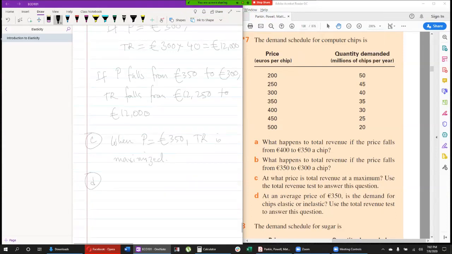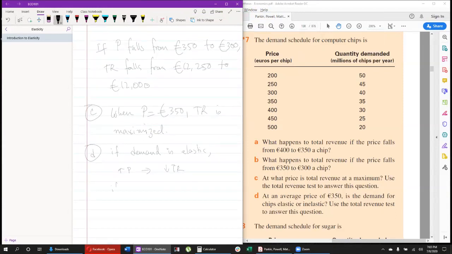So here's the thing. If demand is elastic, an increase in price implies a fall in total revenue. If demand is inelastic, a rise in price implies a rise in total revenue.